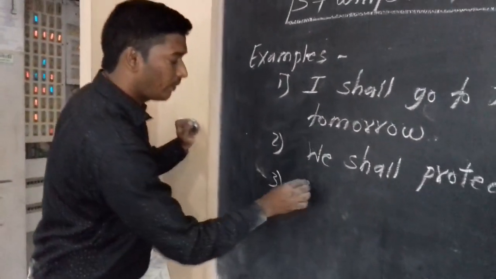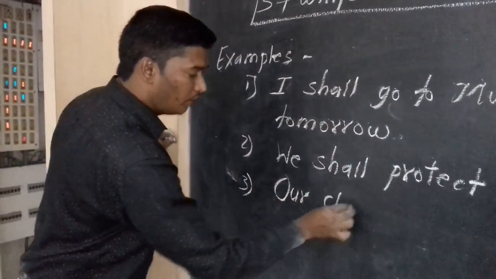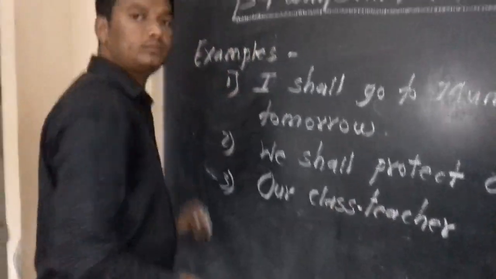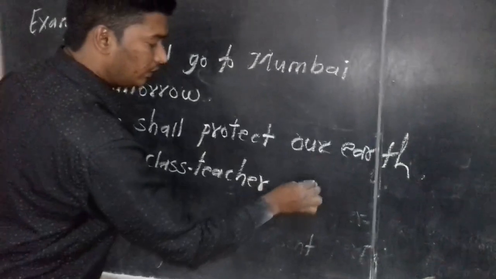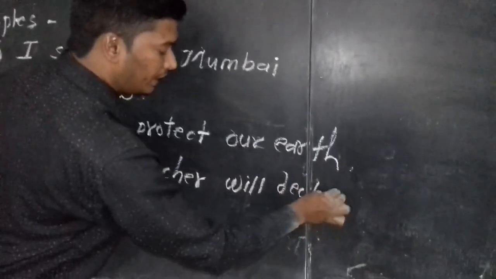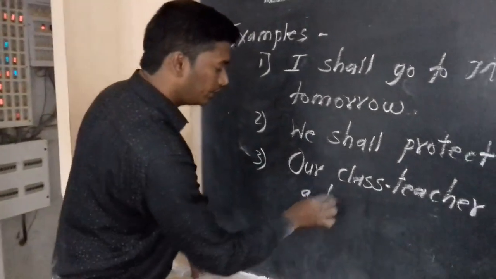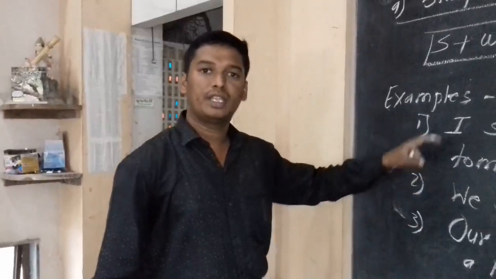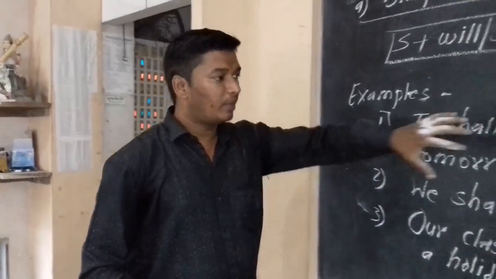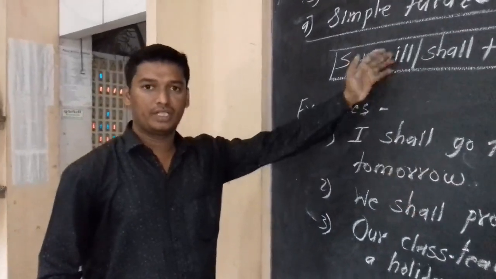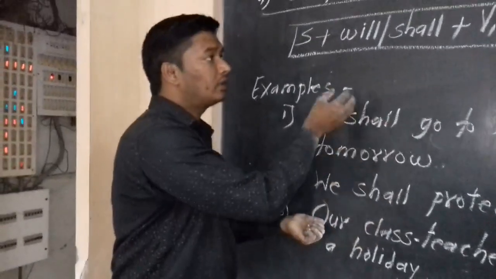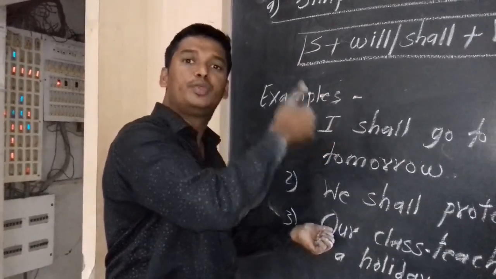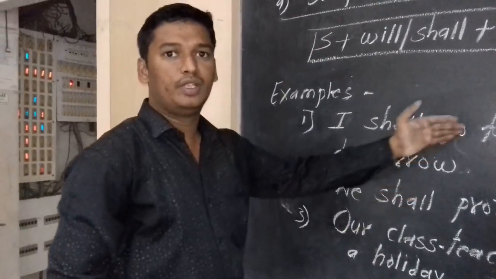Now the third one: our class teacher will declare a holiday. These examples are of simple future tense. All these examples are in the form of this structure and indicate future action, so it is simple future tense.